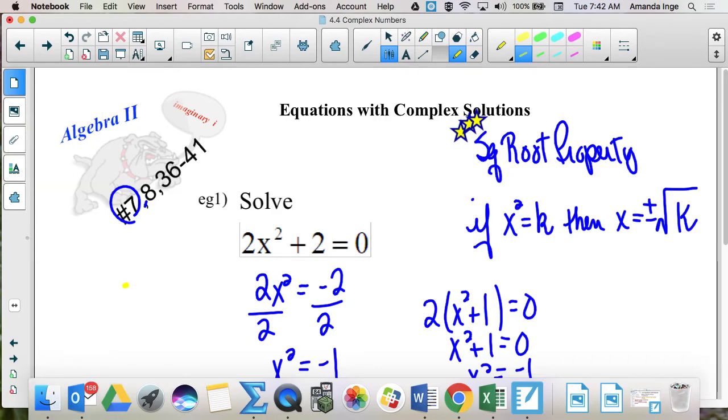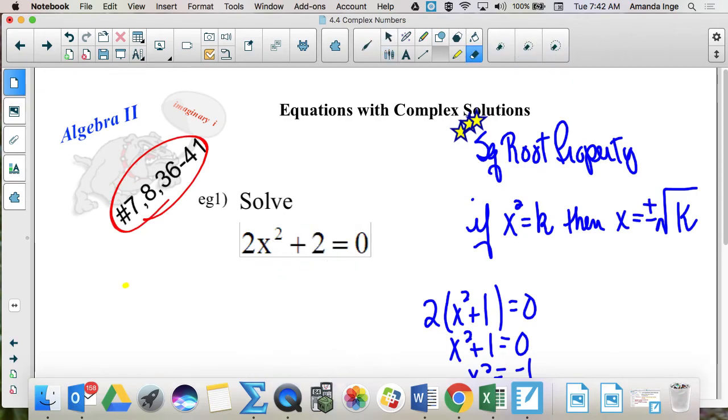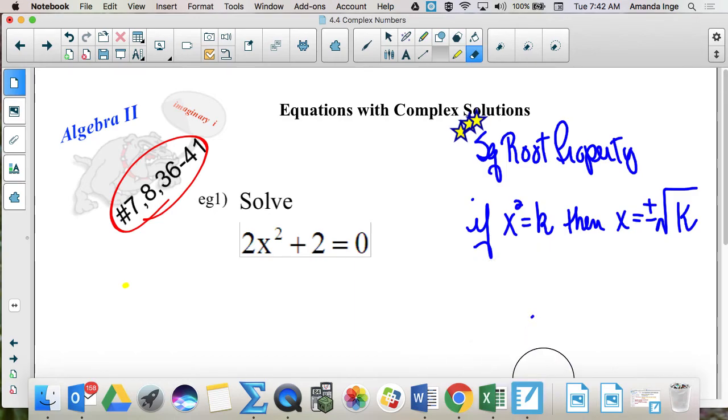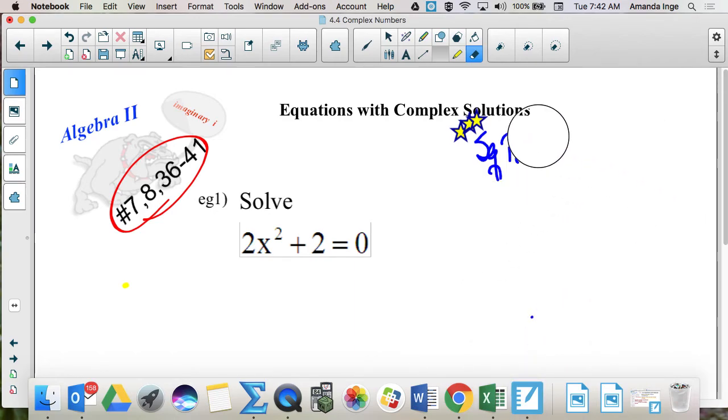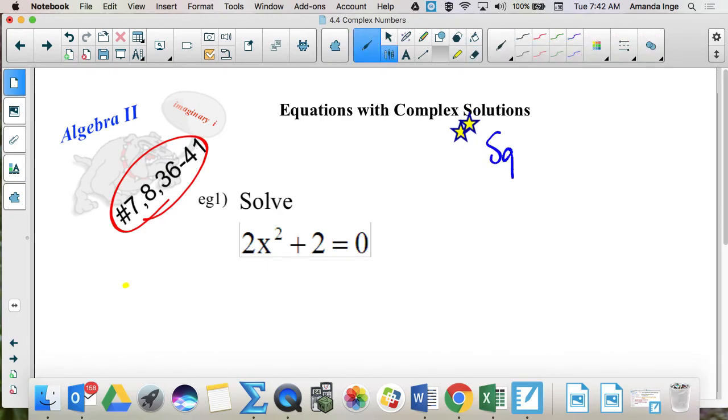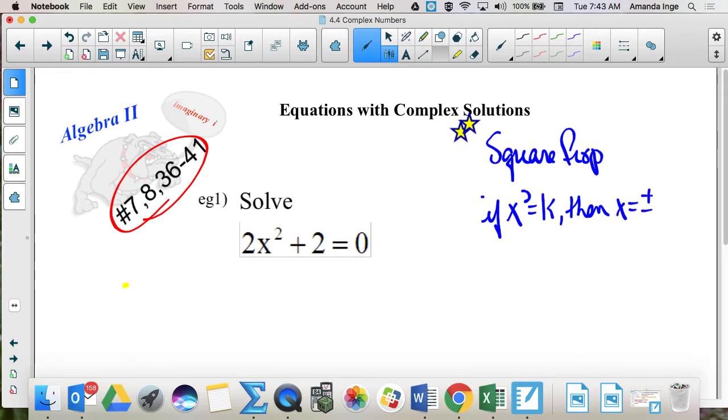Next, I'd like to talk about the square root property. These are problems numbers 7 and 8, where you're given an equation and you're asked to solve it. So there's a little property that's really important. It's called the square root property. What it says is if x squared is equal to k, then x is equal to plus or minus the square root of k.